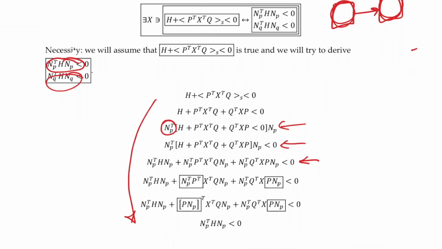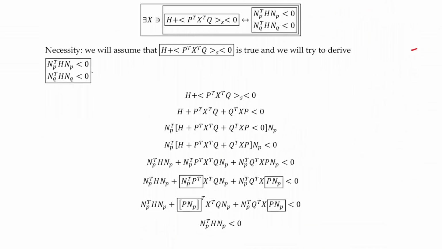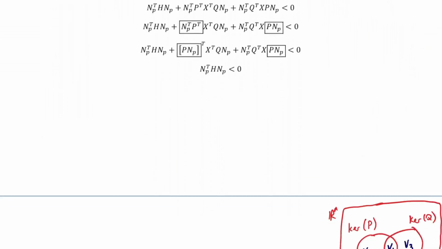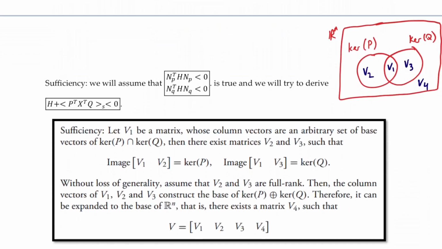Okay, so this is relatively easy. So that was the necessity condition. All right, let me check. Okay, there's no problem. Right, let's continue.